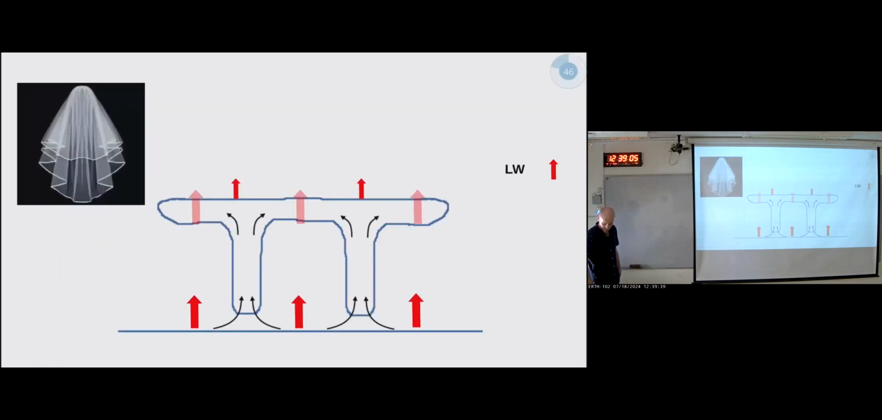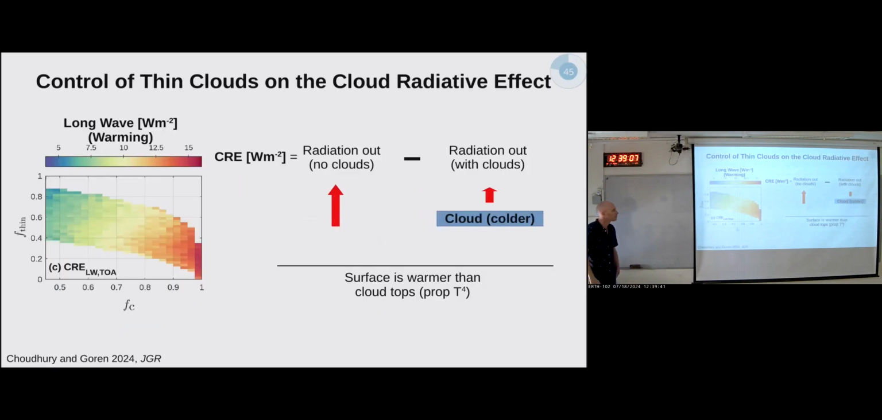Tom, can I ask something? Yeah. So I'm not sure how you can get a cloud fraction of 0.5 and thin cloud fraction of point... Yeah, so this is the fraction from the cloud fraction. The fraction from the cloud fraction.